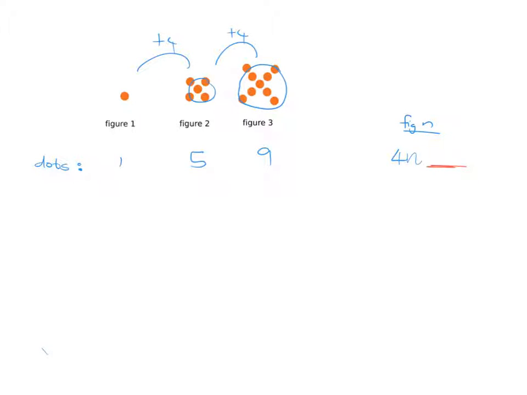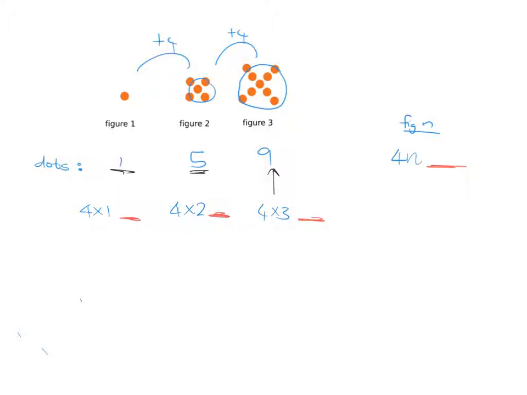So for figure 1, it's 4 times 1, and then plus something or minus something must give you the answer of 1. And then for figure 2, it's going to be 4 times 2, and then plus something or minus something must give you the answer of 5. And here 4 times 3, and plus something or minus something must give you the answer of 9. So let's try and figure out what that plus something or minus something is.